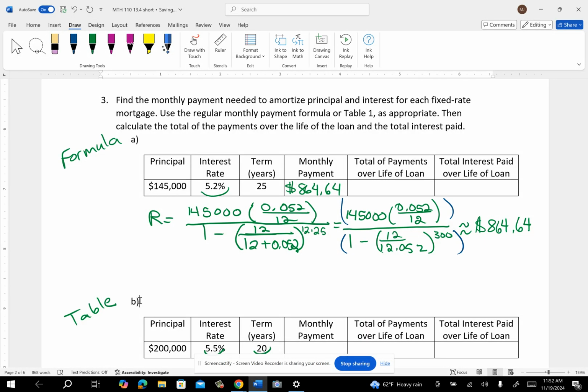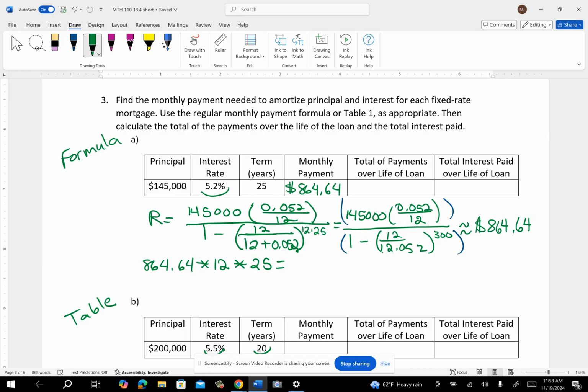All right. So after we get that, that's the regular monthly payment. So that's the payment that we would have to make every single month for 25 years. So to get the total of all of those payments, couldn't I take that monthly payment, multiply that by 12 for 1 year's worth, but I'm going to do that for 25 solid years. So when you do that, let's work that out: $864.64 times the 12 times the 25.